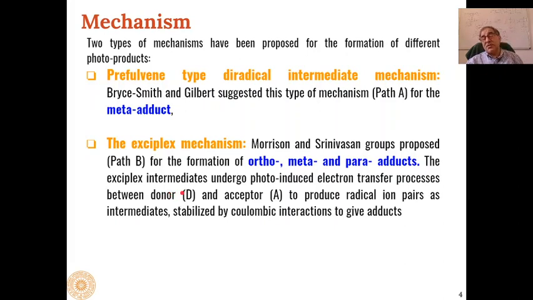compound and the pi system, which are the substrates for the formation of photocycloaddition products, will first form an exciplex intermediate between the donor molecule and the acceptor molecule. That means the aromatic system and the pi system. And they will produce radical ion pairs as intermediates. And these radical ion pairs are stabilized by the opposite Coulombic interaction to give us the final products, which may be ortho products, meta products, or para products. In these types of photoaddition reactions, either we can get only one type of product, or two types of products, or all three types of products may be formed. But out of these, one will be the major and the others will be minor products, based on the stereochemistry of the photoaddition reactions.